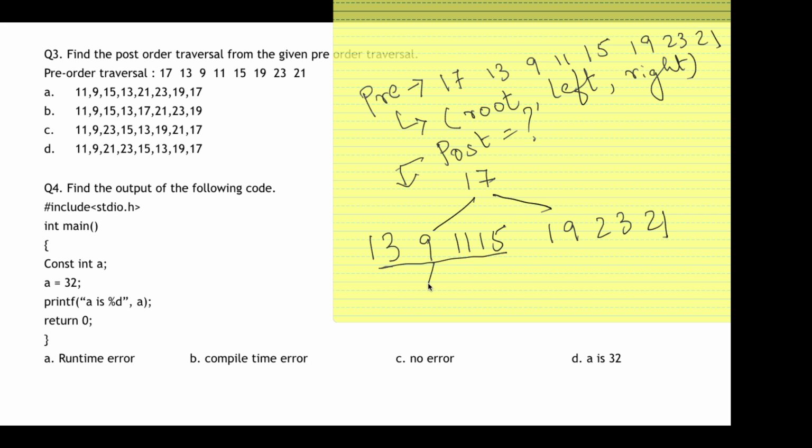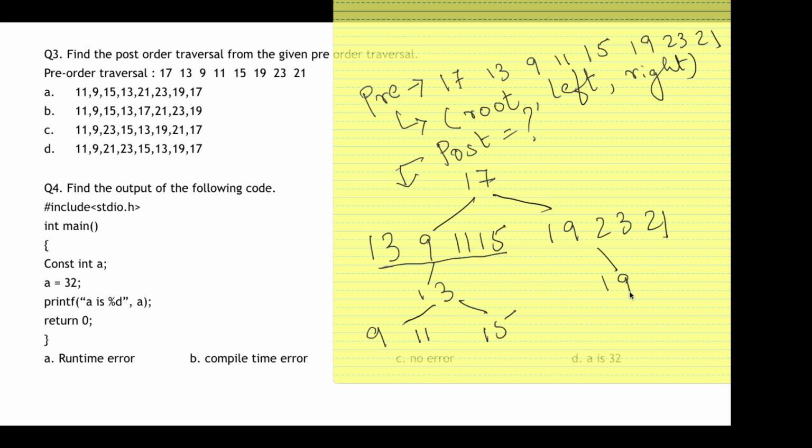When this is in pre-order, the first node, that is 13, becomes the root node. Whatever is smaller than 13 will come on the left-hand side. So smaller than 13 is 9 and 11, and greater than 13 will come on the right-hand side, that is 15. Similarly here, the first node will again be the root node. Now you see 23 and 21 both are greater than 19, right? So there will be no left node, the left node will be left blank. On the right node we'll write 23 and 21.